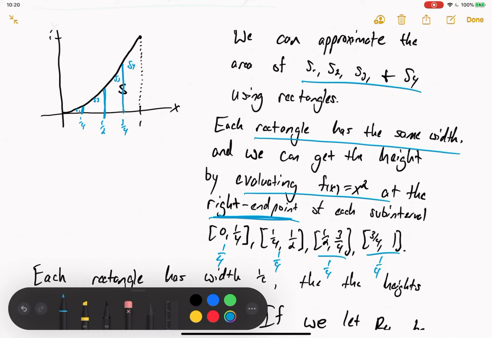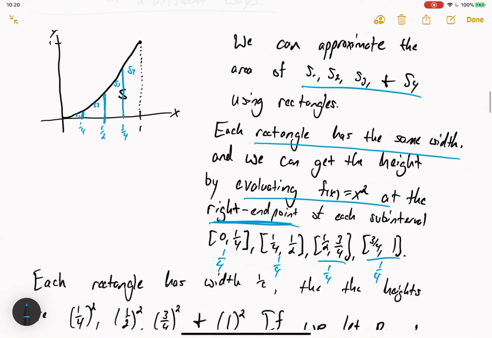So what does that look like? The right endpoints would be, for the subinterval from 0 to 1/4, going from 0 to 1/4, so this section right here. And we want the height to be the right endpoint. If you look at the right endpoint, that's going to be 1/4, and whatever the curve is there, that's going to be our height. So that's going to be our rectangle right there.